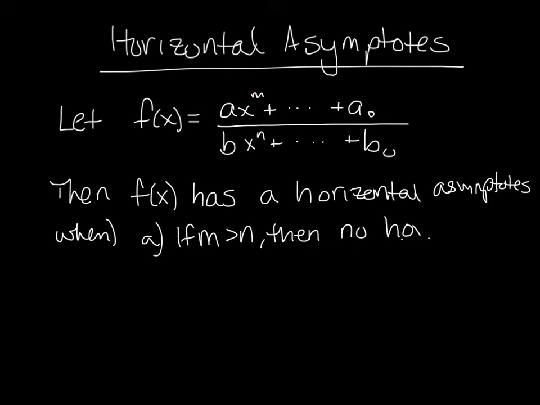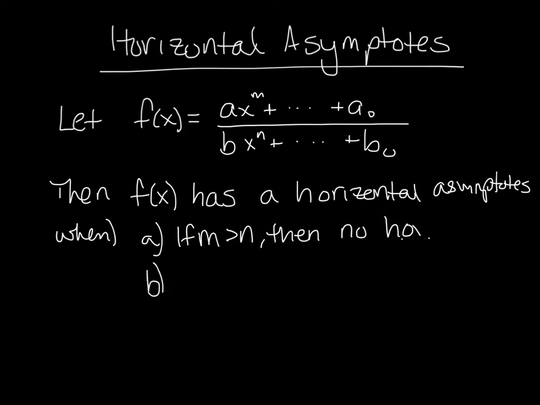In class, I'll explain it like this: think of this as being top heavy. If this is bigger than this, then it's top heavy. And a lot of things that are top heavy will fall over and be destroyed. They'll crumble and break, and so then there is none. So there's no horizontal asymptote if it's top heavy.